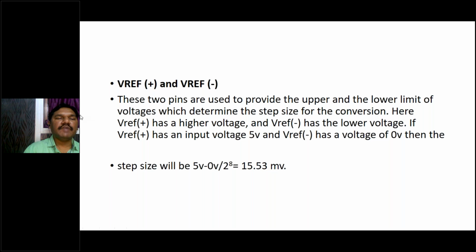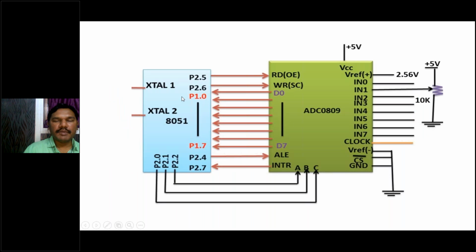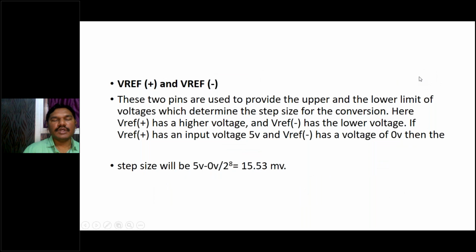Now here you can see why we need V reference plus and V reference minus in the pin diagram. V reference minus is connected to ground and V reference plus is connected to some voltage. For example, assume V reference plus is connected to 5 volts and V reference minus is grounded at 0 volts. Then the step size will be 5 volts minus 0 volts divided by 2 power 8. This is the equation: step size equals (V reference plus minus V reference minus) divided by 2 power n.